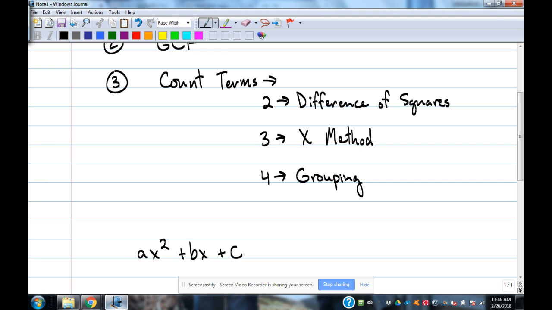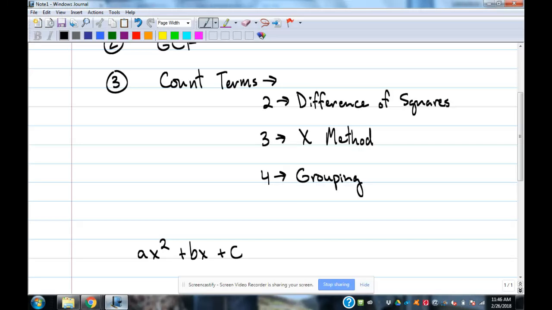The steps: we put it in descending order. We looked for a GCF. There wasn't one. And then we got to the counting terms step. So when you're counting terms, there are 3 terms. It's going to be in this order. It's going to look like this. And this is where the X method comes in.